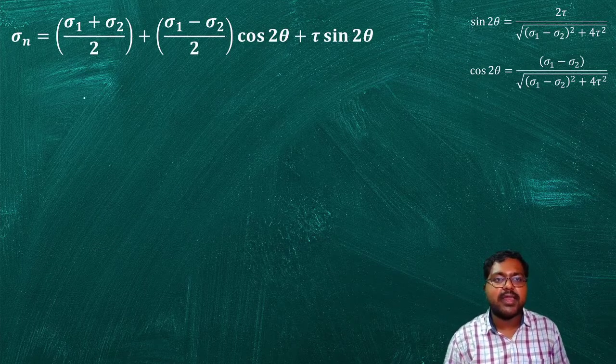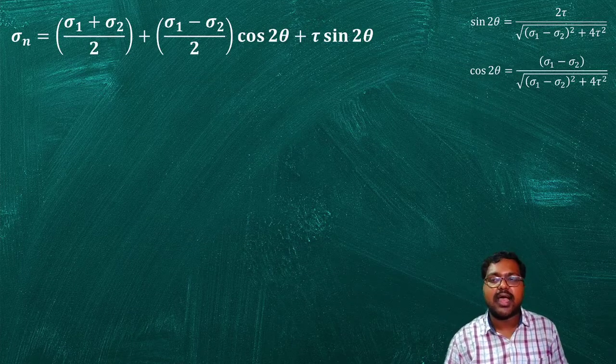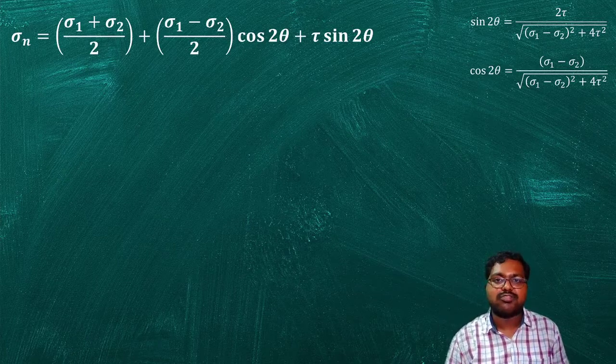Here we got sigma n equal to (sigma 1 plus sigma 2) by 2 plus (sigma 1 minus sigma 2) by 2 into cos 2 theta plus tau sin 2 theta, which we derived from our equation. And now for getting the principal stresses, we have the values of sin 2 theta equal to 2 tau by the square root of (sigma 1 minus sigma 2) whole square plus 4 tau square, and cos 2 theta equal to (sigma 1 minus sigma 2) by the square root of (sigma 1 minus sigma 2) whole square plus 4 tau square.